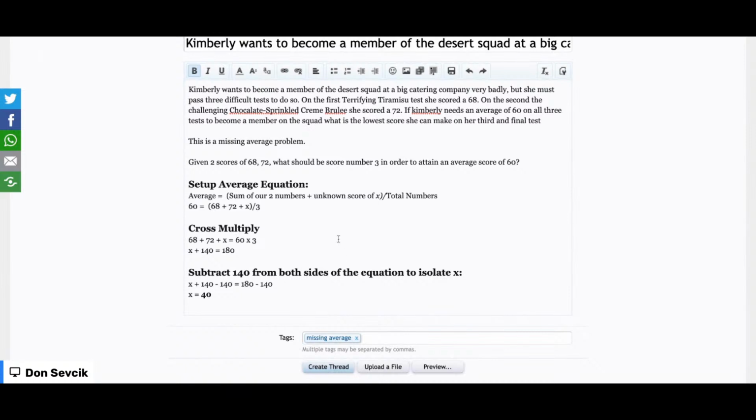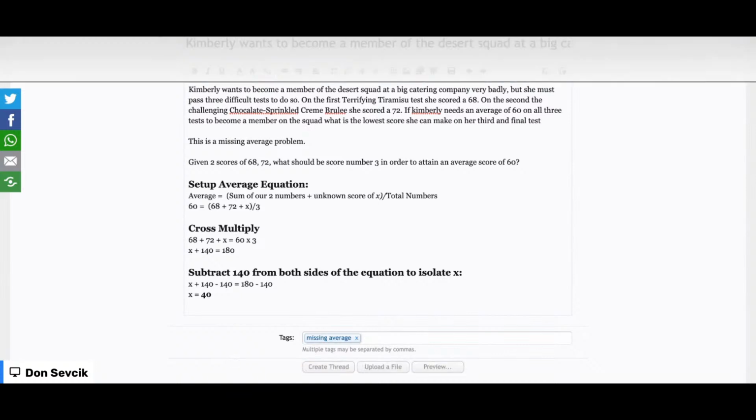When you see these problems for missing average, I would go through the average formula first, set a variable for your missing exam score, and then you just solve for X, and you'll crush these problems every time.